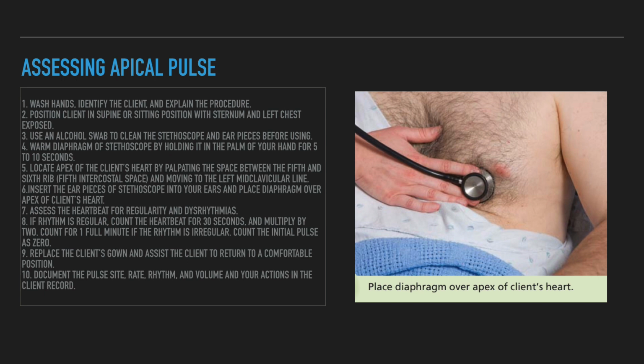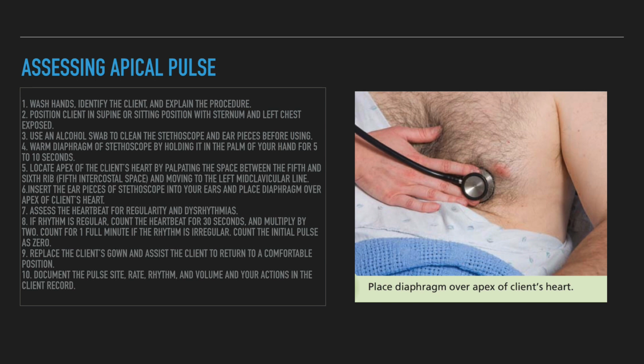Next, assess the heartbeat for regularity and dysrhythmias. Rationale: frequent irregularities within 1 minute may indicate inadequate cardiac perfusion. If rhythm is regular, count the heartbeat for 30 seconds, and multiply by 2. Count for 1 full minute if the rhythm is irregular.